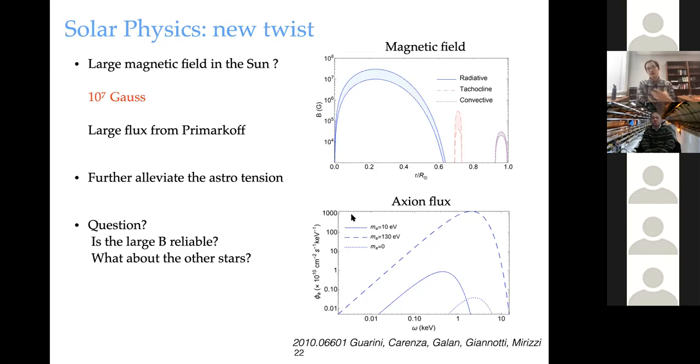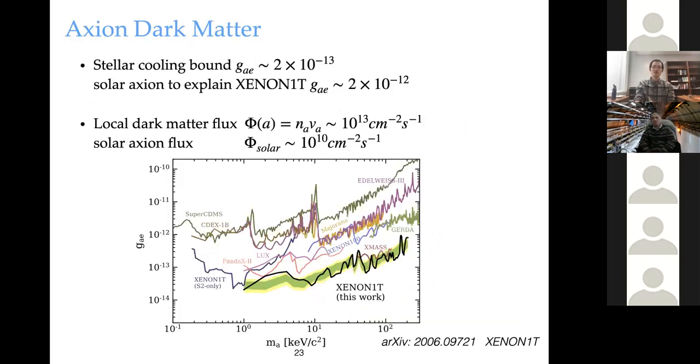And the other thing is, what about other stars? You're thinking about the magnetic field in the sun, but we know that other stars also come from main sequence evolution. Whether you can also have this large magnetic field in the horizontal branch, they also can enhance the signal. We don't know, and this maybe deserves some further study. But this is just one interesting thought.